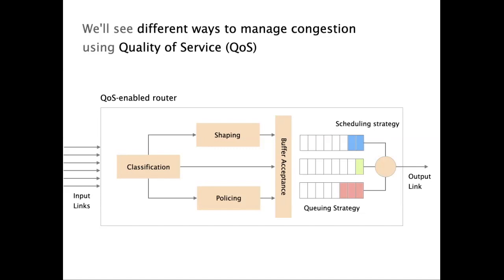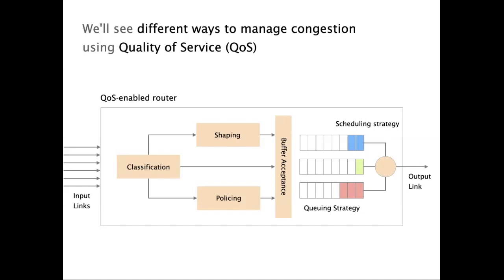And then we'll see multiple queuing and scheduling strategies. In QoS-enabled routers, you have multiple queues, and these queues can be served according to different schedulers. For instance, you can have one queue which is always high priority and will always be served whenever there is a packet there. You can use round-robin strategies, weighted round-robin strategies, et cetera. There are quite a few strategies that are used in practice, and we'll see them together as well.